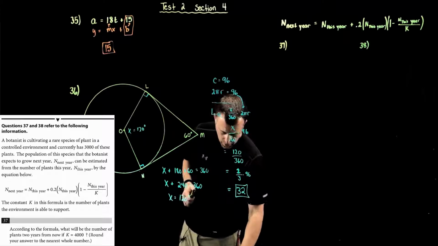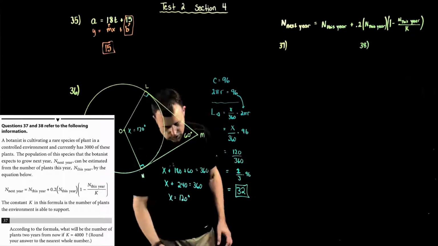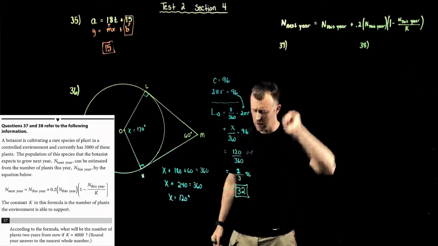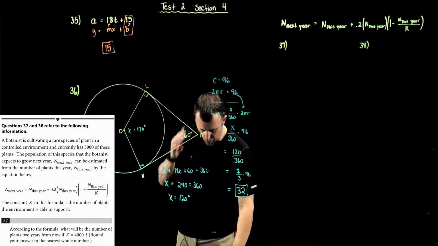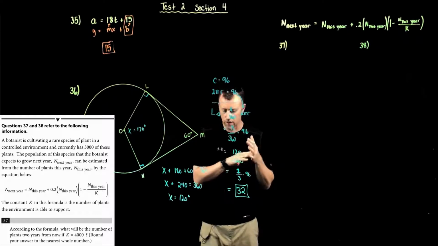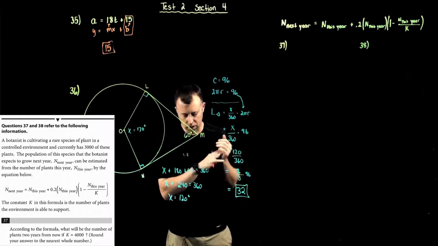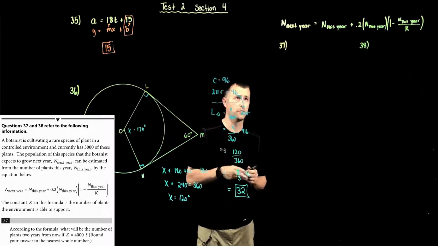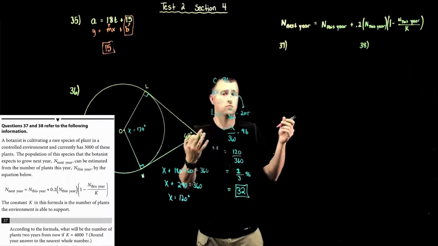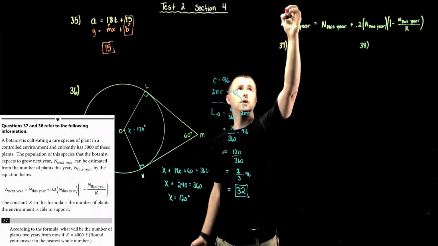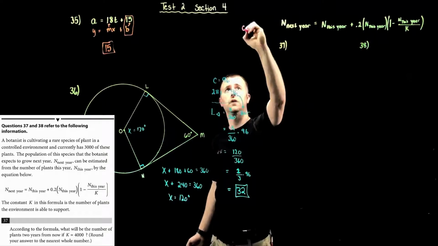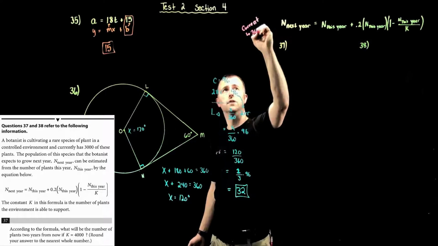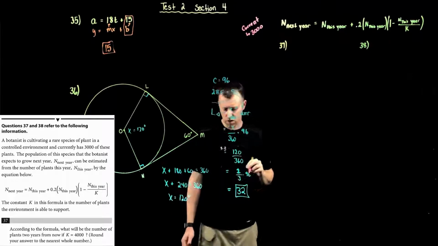Now, lastly, we have 37 and 38. On 37 and 38, they're both going to be using this formula that I have written up here. Now, they tell you what this all means, which is important. So we have a botanist cultivating a rare species of plant in a controlled environment and currently has 3,000 of these plants. So that's what we have right now, and that's probably good to note. I'm going to put it, the current we're looking at is 3,000. So I'll add that information in there.